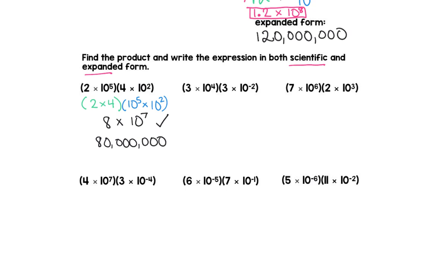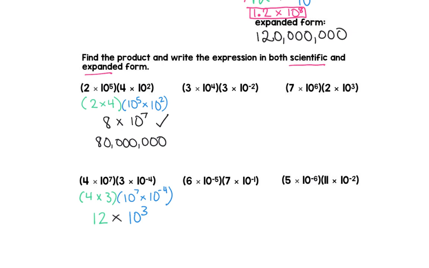Now let's try the number below here. So we have 4 times 10 to the 7th times 3 times 10 to the negative 4th. We're taking our leading factors here and multiplying those together. We are also multiplying our bases together, our powers of 10. So this is going to give us 12 times 10 to the 3rd power. 7 plus negative 4 is 3.